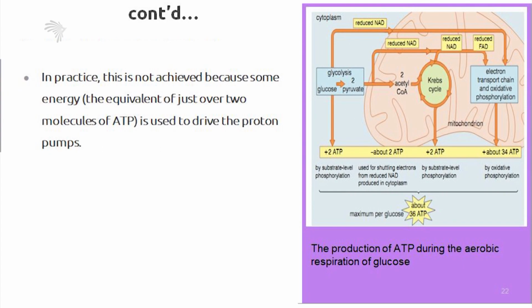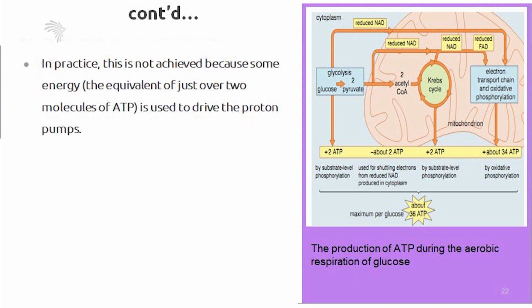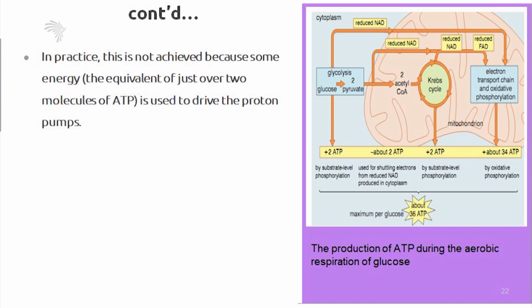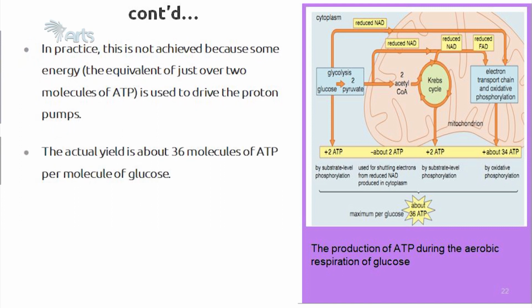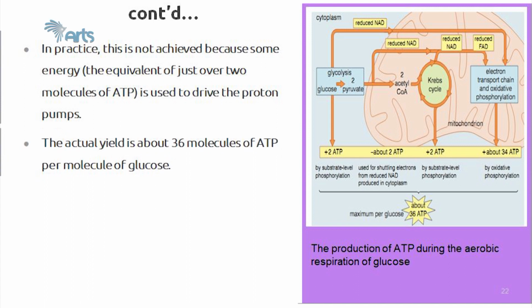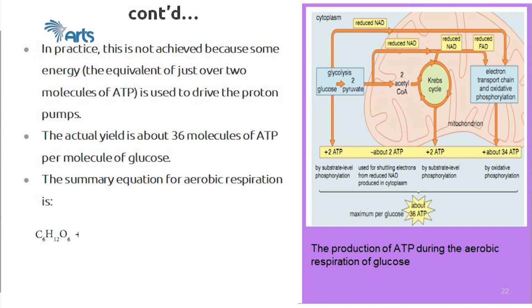In practice, this is not achieved because some energy, the equivalent of just over 2 molecules of ATP, is used to drive proton pumps. The actual yield is about 36 molecules of ATP per molecule of glucose. The summary equation of aerobic respiration is here. You can see 6 molecules of oxygen combined with glucose. This produces 6 molecules of water plus 6 molecules of carbon dioxide plus energy released.